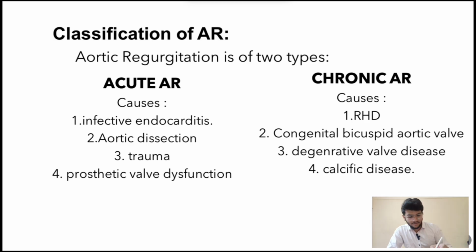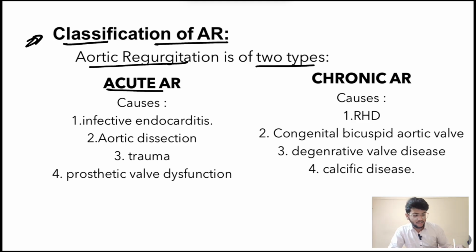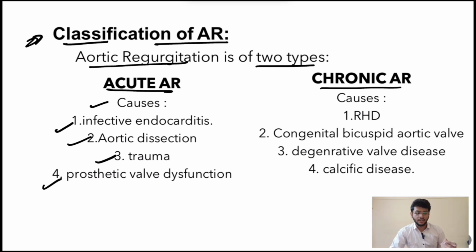Now let us learn the classification of aortic regurgitation. Aortic regurgitation is of two types, that is acute aortic regurgitation and chronic aortic regurgitation. The causes of acute aortic regurgitation are infective endocarditis, aortic dissection, trauma, and prosthetic valve dysfunction. For chronic aortic regurgitation, rheumatic heart disease is the most common cause. Congenital bicuspid aortic valve, degenerative valve changes, and calcific disease are other common causes of chronic aortic regurgitation.